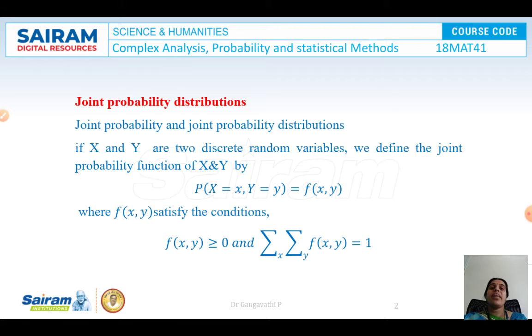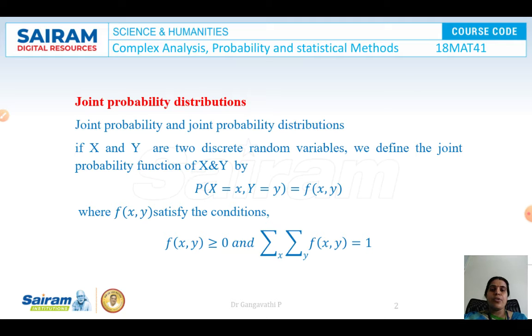Whereas if we deal with more than one random variable at a time, then the joint probability distribution comes into the picture. As the name itself says, it is the joint distribution of two random variables. So two random variables will be considered and both will be discussed at a time, which is called a joint probability distribution.